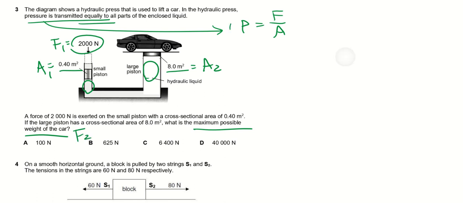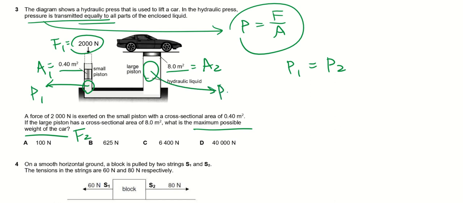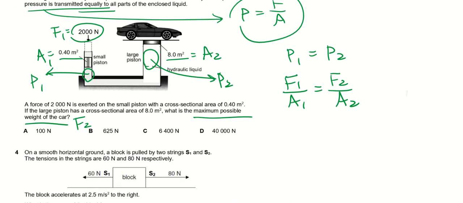Since pressure is the same, transmitted equally as provided by the question, can I then say P1 equals P2? P1 is over here and P2 is over here. If P1 is equal to P2, then F1 over A1 will be equal to F2 over A2, because P1 is equal to F1 over A1, and P2 is F2 over A2.